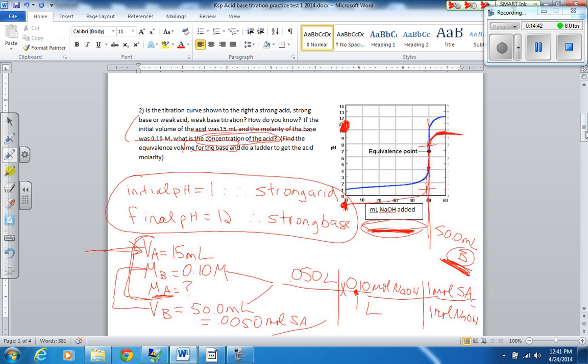Right here. 0.015 liters. Is that 0.33? What does that come out to? 0.33 molar of the strong acid. 50 divided by 15? It is. Okay, so I've answered that question, and we're done with that question.